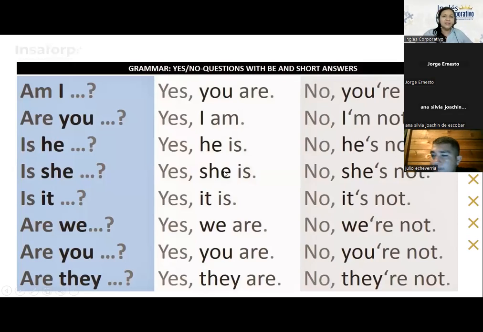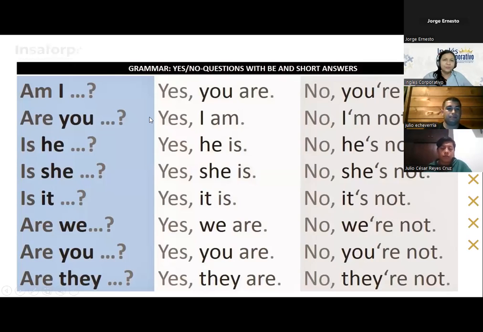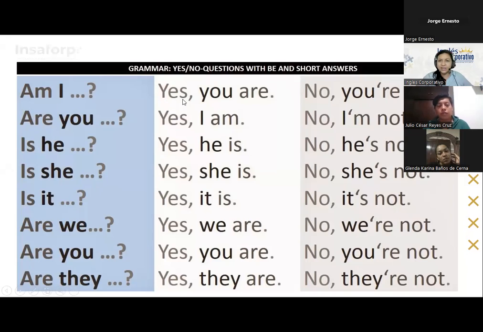So over here you can see the short answers. For example, guys, am I your teacher? You can answer, yes, you are, or no, you are not. Are you? Yes, I am. No, I'm not. Esta es la forma en cómo respondemos. Is he? Yes, he is. No, he's not. Is she? Yes, she is. No, she's not. Is it? Yes, it is. No, it's not. Are we? Yes, we are. No, we're not. Are you? Yes, you are. No, you're not. Are they? Yes, they are. No, they are not. This is just a review, okay?